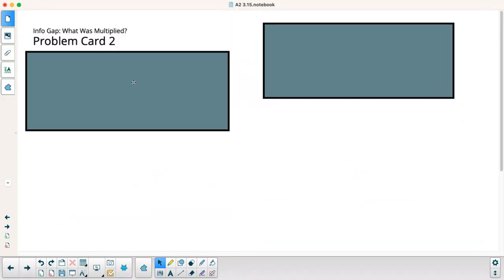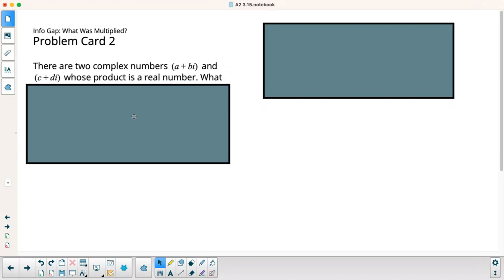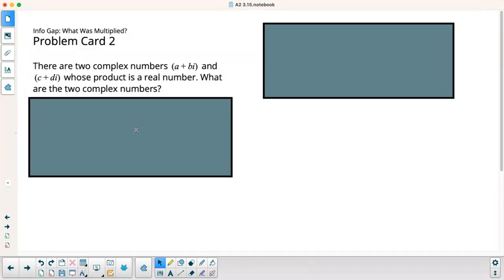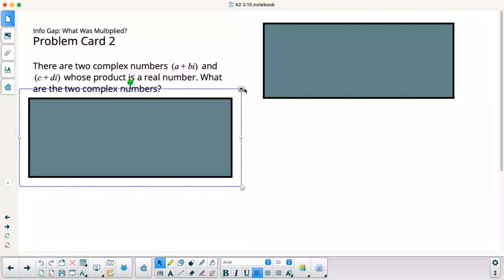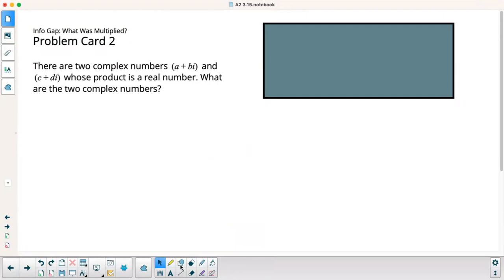All right, so problem card 2. Two complex numbers, a plus bi, c plus di, whose product is a real number. What are the two complex numbers? Okay, so let's get a box here and start writing it out.